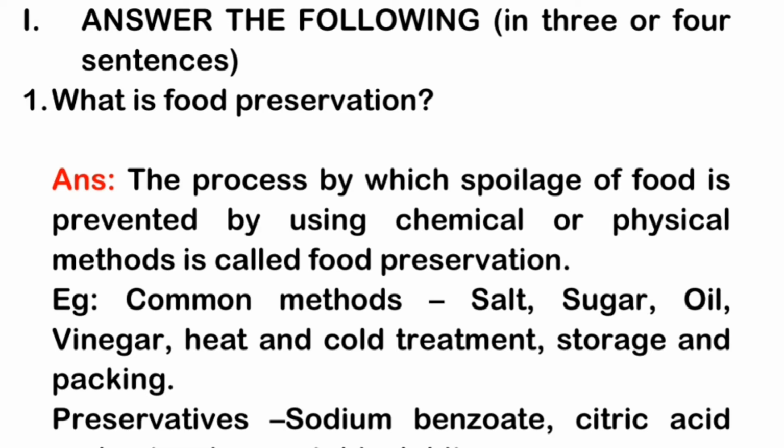1. What is food preservation? Answer. The process by which spoilage of food is prevented by using chemical or physical method is called food preservation. Common methods: salt, sugar, oil, vinegar, heat and cold treatment, storage and packing. Preservatives: sodium benzoate, citric acid, and potassium metabisulfite.